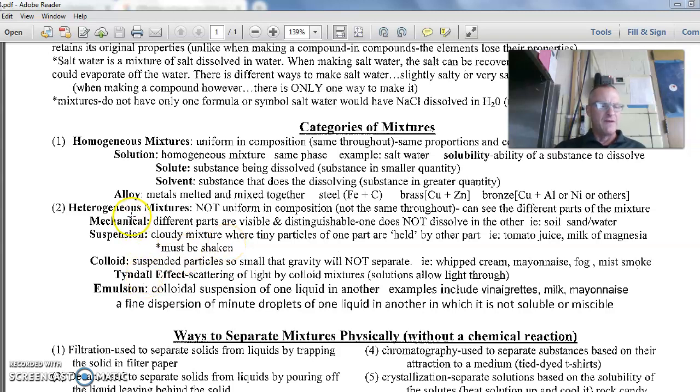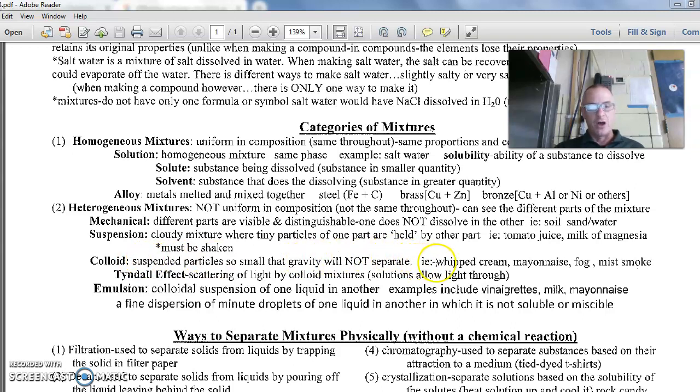A third type of heterogeneous mixture is called a colloid. A colloid is different than a suspension in that the suspended particles are so small that gravity will not separate them. So the difference between a suspension and a colloid is over time the suspension settles. A mechanical, it settles right away. A suspension, over time it settles. A colloid, it will generally not settle at all. Gravity will not separate it.